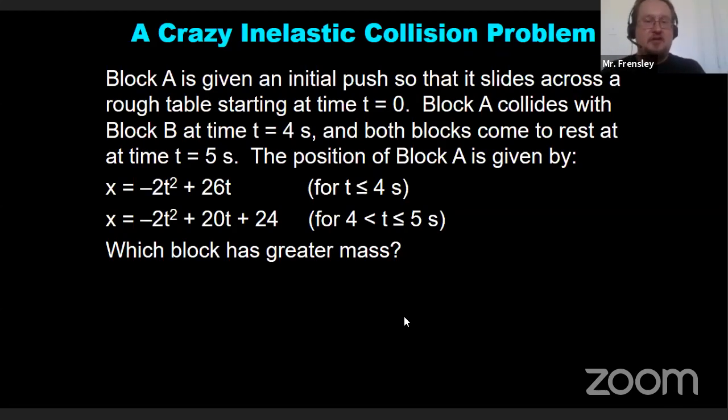Block A is given an initial push, so it slides across a rough table. Oh, there's friction, starting at time t equals 0. Block A collides with block B at time 4 seconds, and they stick together. It should have said they stick together, and they come to rest at time 5. So that's an important piece of information I forgot to write down. They stick together at time equals 4. Here's the position of block A. x equals negative 2t squared plus 26t before 4 seconds. x equals negative 2t squared plus 20t plus 24 after 4 seconds.